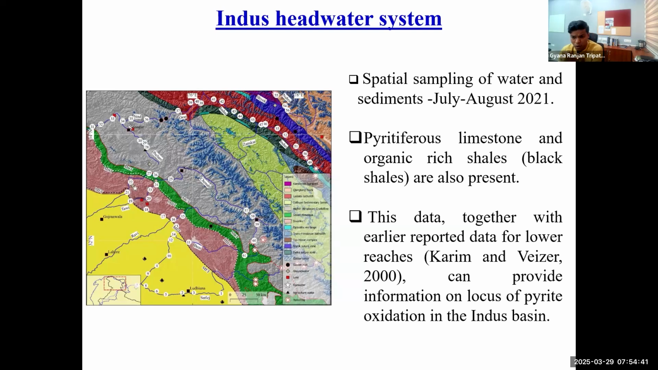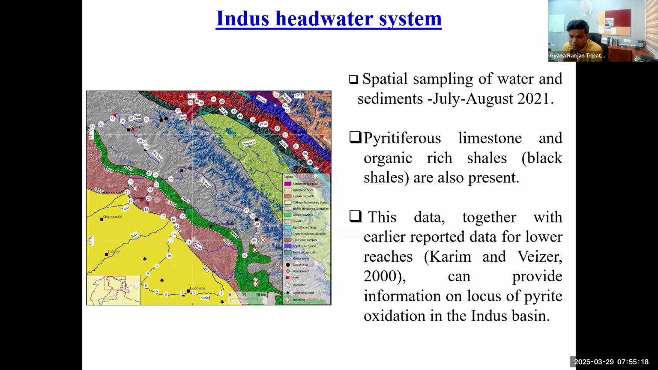The main reason why we opted for the Indus is because there are a lot of Tethyan sedimentary sequences where you do find a lot of organic shales and pyritiferous limestones. They are supposed to deliver a lot of pyrite oxidation, and also the Indus basin is quite glaciated, and previous studies have documented that glacial oxidation could be important in terms of releasing a lot of sulfate through pyrite oxidation, and hence can contribute a significant amount of CO2 to the atmosphere. That's why we wanted to quantify.